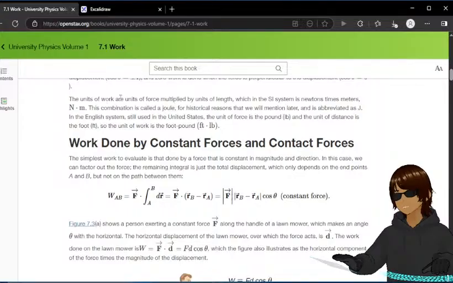The units of work are units of force multiplied by the units of length, which in the SI system is newtons times meter. This combination is called a joule for historical reasons that we will mention later and is abbreviated as J. In the English system, still used in the US, the unit of force is the pound and the unit of distance is the foot. So the unit of work is foot-pound.